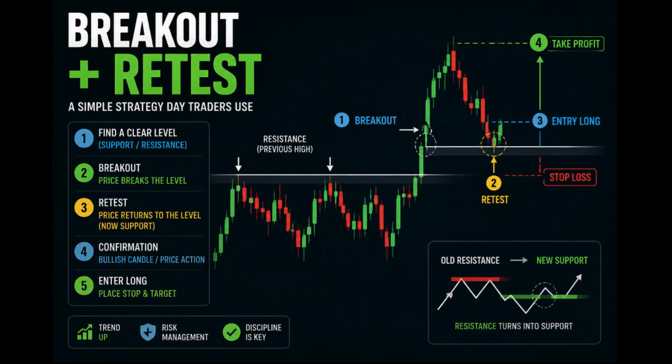Number 2, breakout and retest. Find a clear resistance or support level. When price breaks through it, don't automatically jump into the trade. Wait for a retest. If resistance becomes support and price rejects the level, you have a potential long setup. The same idea works in reverse for short trades.